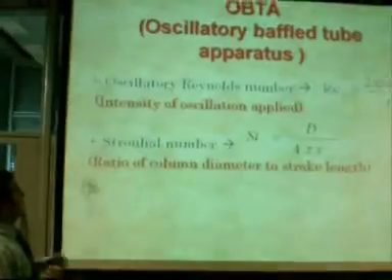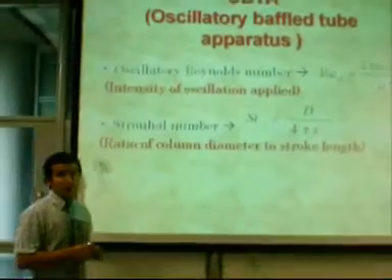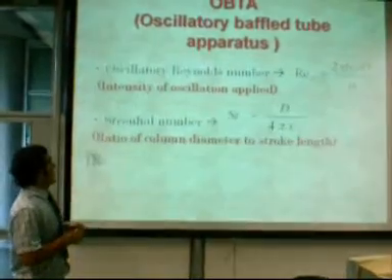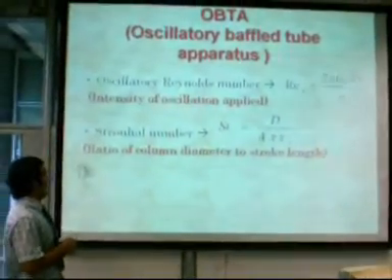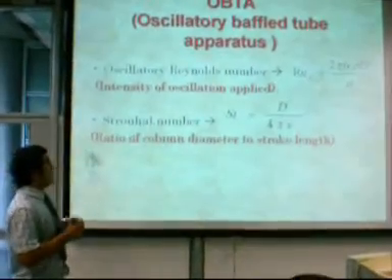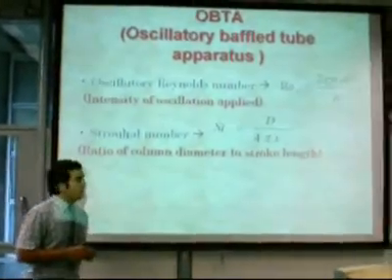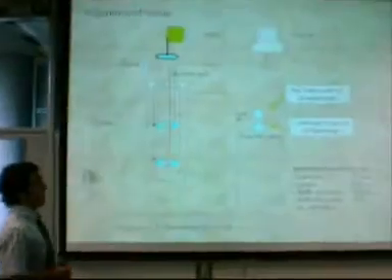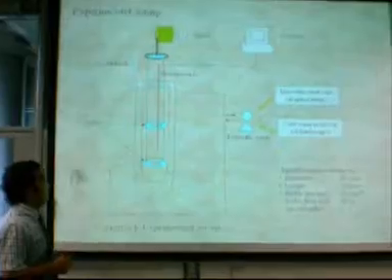This is governed by two dimensionless groups. The first one is the oscillatory Reynolds number, which controls the intensity of oscillation applied, and the second is the Strouhal number, which is the ratio of column diameter to the stroke length. From here, this is the experimental setup of the OBTA.